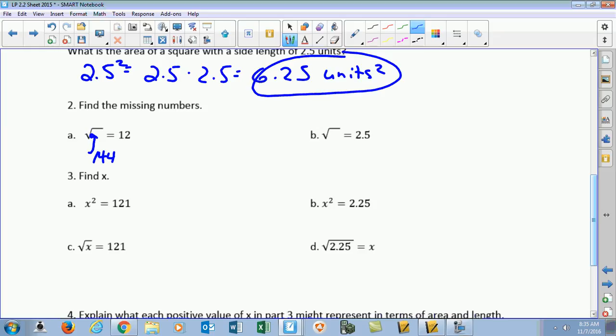Because again, this number is the root of this, right? Which means that number times itself would give you that number. So 144 is correct. Very good. So what about for B? The square root of some number gives you 2.5.